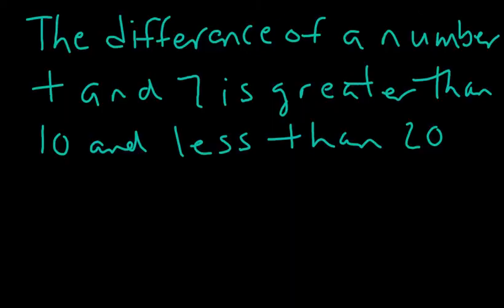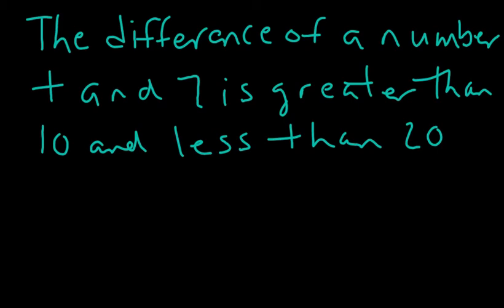Okay, let's try another one. The difference of a number t and 7 is greater than 10 and less than 20. Remember that really weird special one we had in the examples on page 21? It said no less and no more. This one says greater than and less than. Anytime there's two things in there, that means it's the special one.